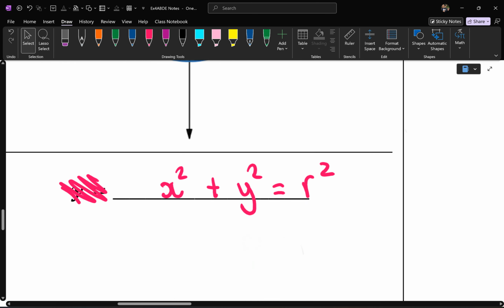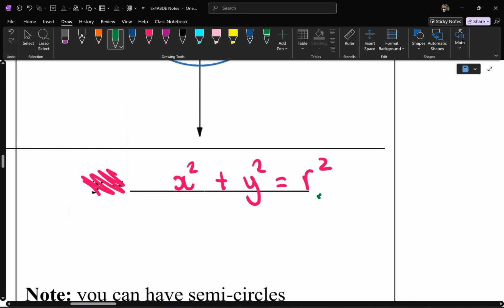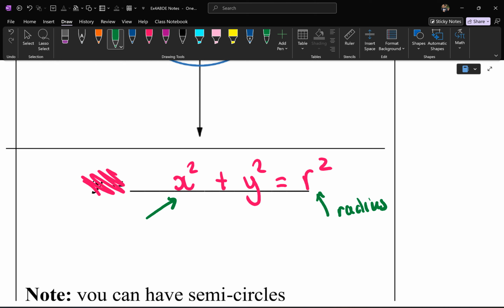Let's read what each one does. R stands for the radius of a circle. X, obviously, is anything to do with moving left and right, because it's the horizontal axis. Y is anything to do with up or down, because it's your vertical axis.